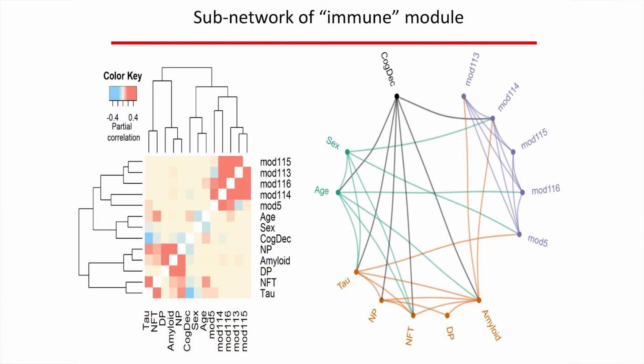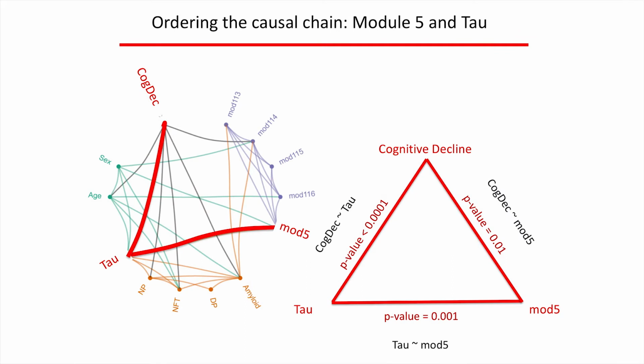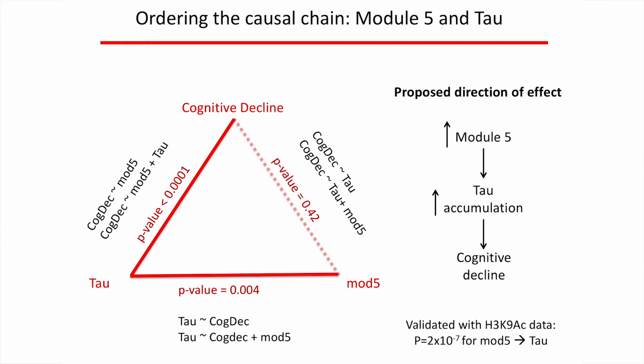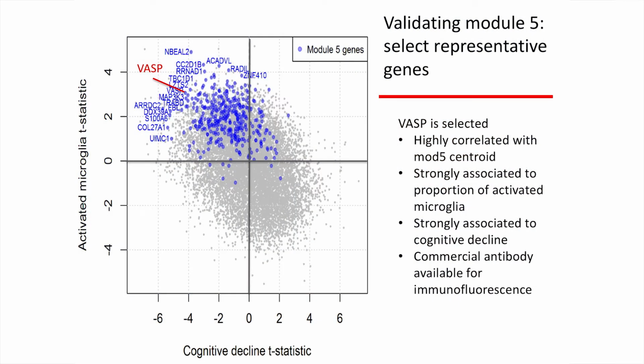Another thing we can do is to take advantage of our data to try to do some modeling and see, can we actually provide a prioritized sequence of events? So we have module 5, we have the accumulation of tau pathology, and we have cognitive decline. But what's the order? Is it tau pathology leading to more module 5 to cognitive decline, or is it module 5 to tau to cognitive decline? By doing some conditional analyses, we find that the most likely explanation, again, based on cross-sectional data, is that the accumulation of module 5 leads to more tau pathology, which in turn, that's well known, of course, leads to more cognitive decline. So this provides a hypothesis that we can now go into the lab and begin to dissect in vitro. And we actually validated this with our ChIP-seq data as well.